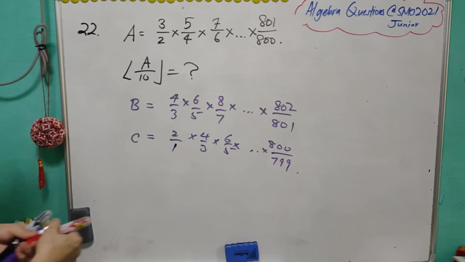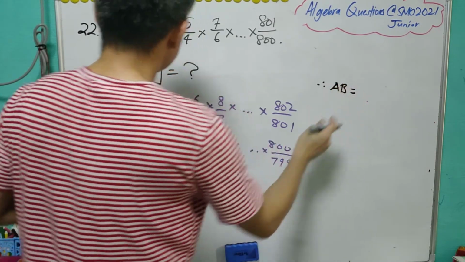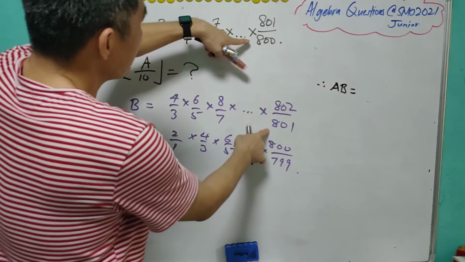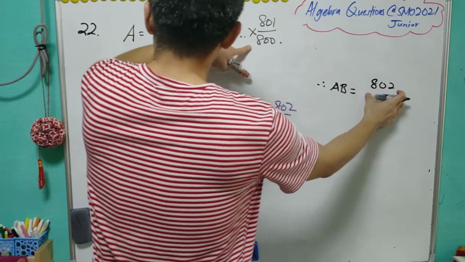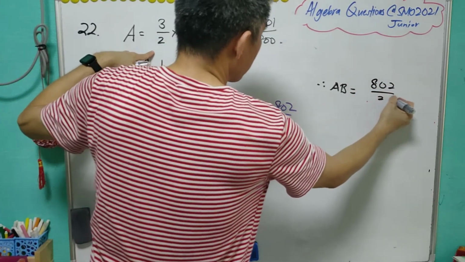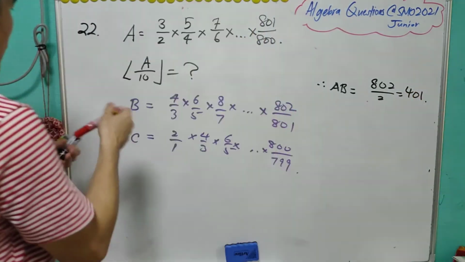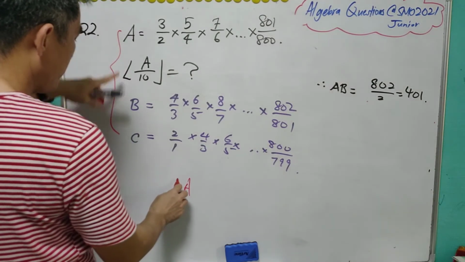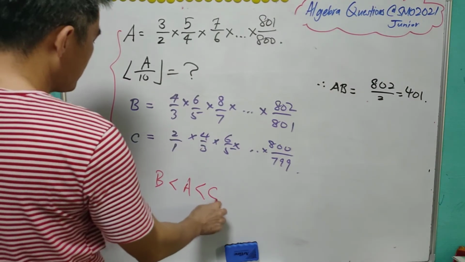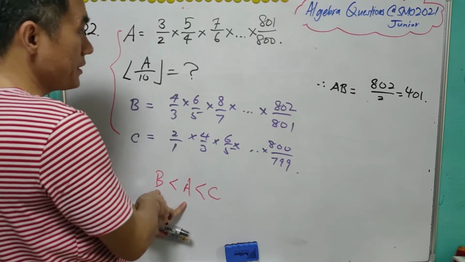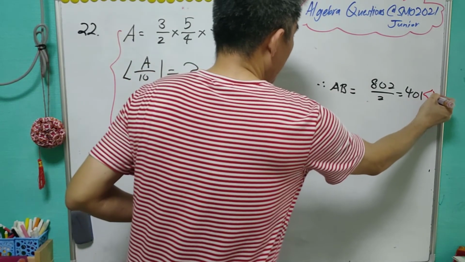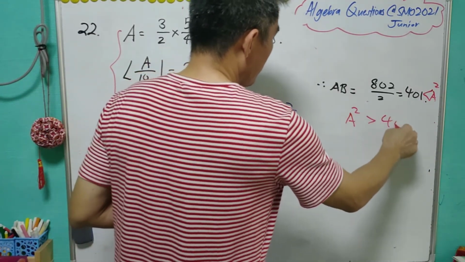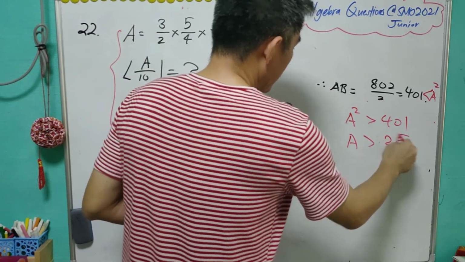So after we have this, we will see that in a times b, 3 and 3 will cancel off, 4 and 4 cancel off, 5 and 5 cancel off, and so on and so forth, until 802 will be here and 2 will be there, and that is 401. And from the definition of a, b, and c, we see that a is greater than b, but less than c. And since a is greater than b, ab must be less than a times a, that is less than a squared. So a squared is greater than 401. a is greater than 20.